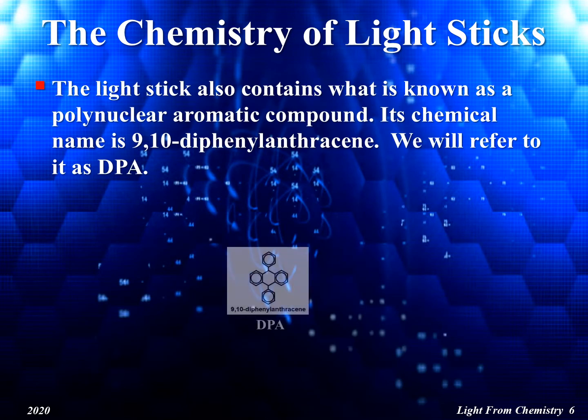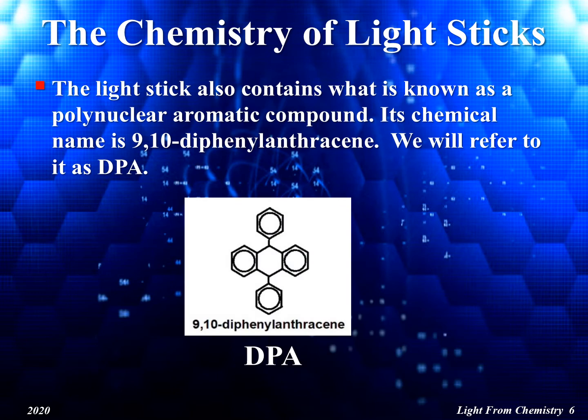The light stick also contains a chemical with the name 9,10-diphenylanthracene. We will refer to it as DPA. DPA is known as a polynuclear aromatic compound because it has 4 benzene rings connected together as shown in the diagram.